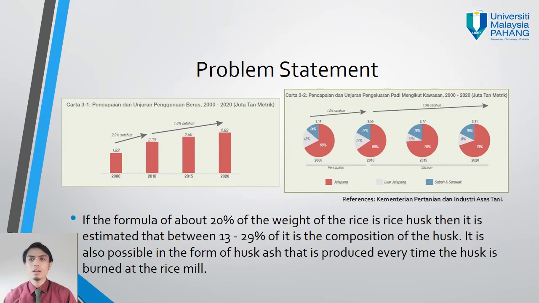1.6% a year. Normally, the industry will burn the rice husk to become rice ash, and the burning process will affect our environment, such as air pollution. If the husk is about 20% of the weight of the rice, then it is estimated that between 13 and 29% of it is a composition of the husk.